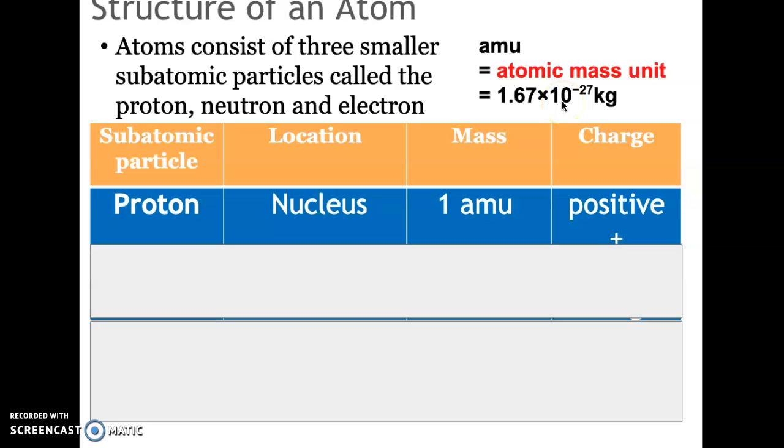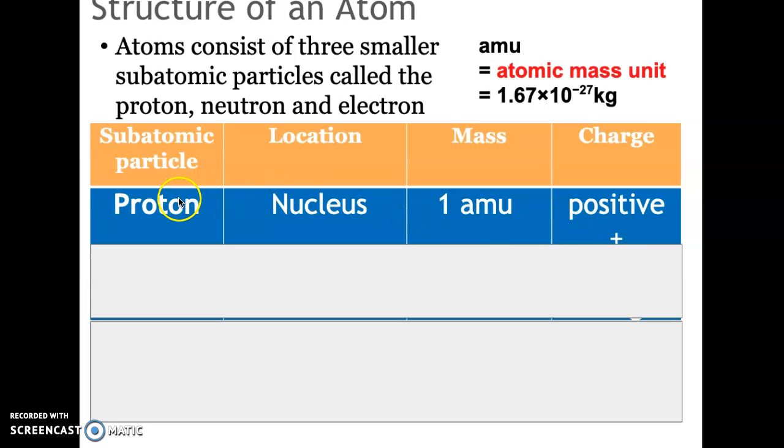And if you're not sure how scientific notation works, this would be the number 0. with 27 zeros in front of it, and then these numbers. So really small.